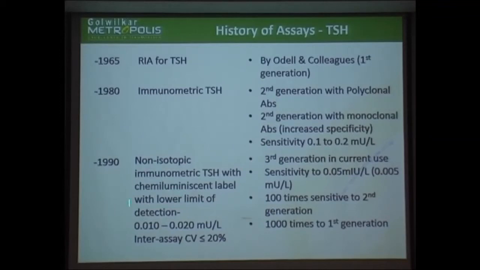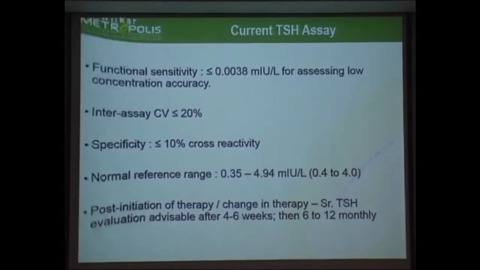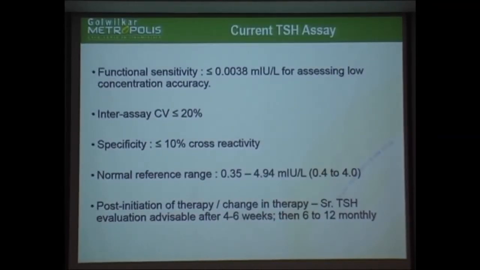And now currently what we use are the CMIA or CLIA techniques, and these are called the third generation assays with much improved sensitivity and specificity. The sensitivity is 100 times increased over the second generation assays and 1000 times over the first generation assays. Functional sensitivity of TSH is supposed to be superior over analytical sensitivity. The functional sensitivity should be less than 0.0038 milli-international units per liter. There is improved specificity with less than 10% cross reactivity with structurally similar hormones from the pituitary like FSH, LH or beta-HCG.